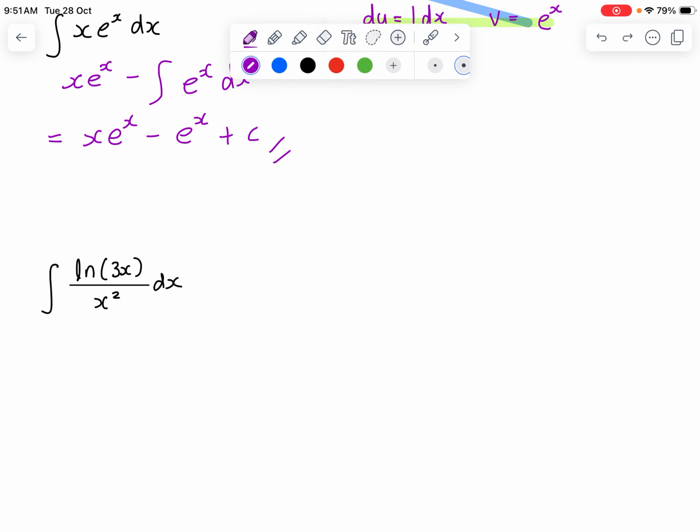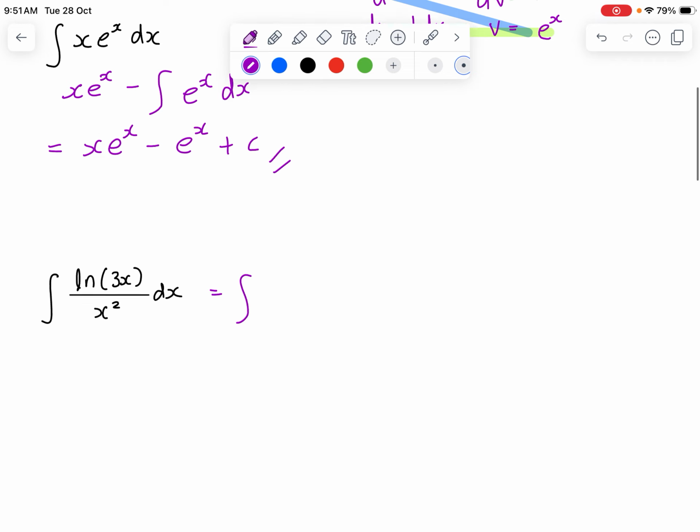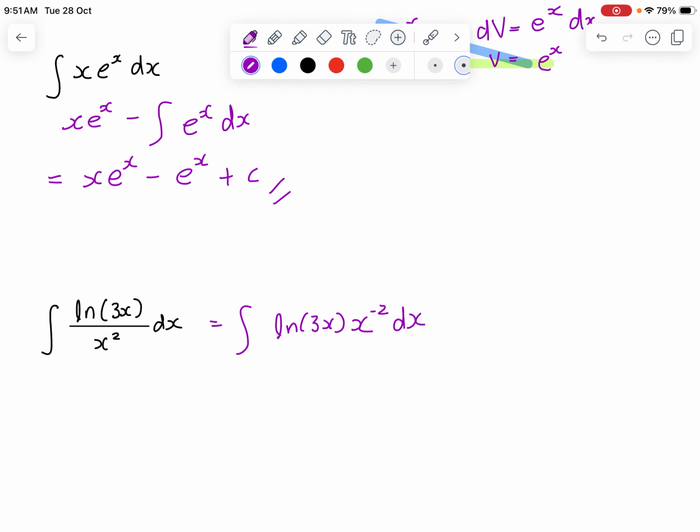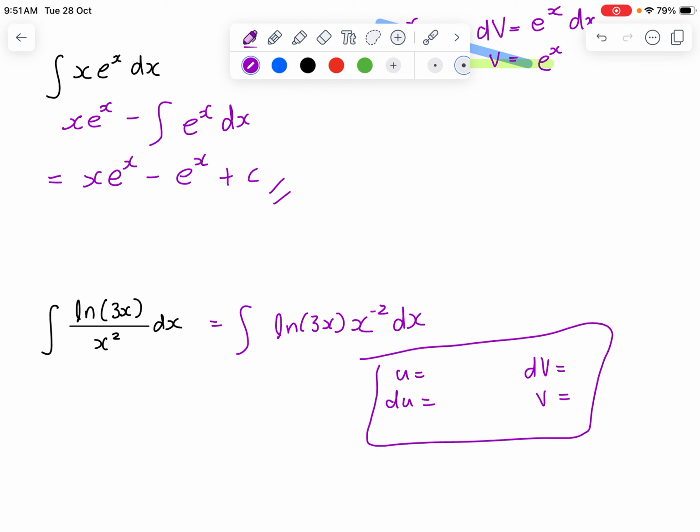So what we want to do is make it into a product. If we make it into a product, this is basically the same as ln of 3x times x to the power of negative 2 dx. So now that we have that, again, we want to assign what u is, what dv is, we want to get du, and we want to get v. This template here, we use it every time when we do integration by parts.